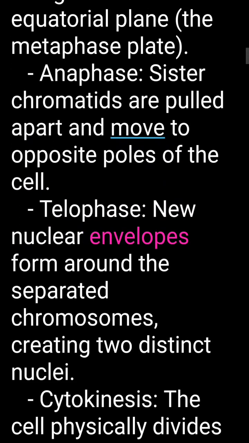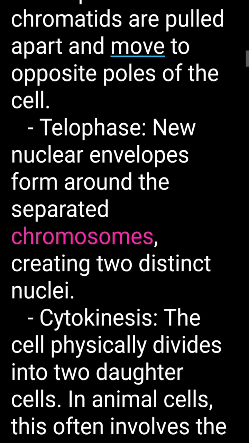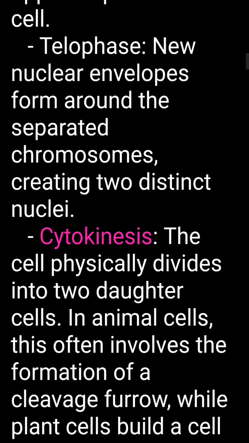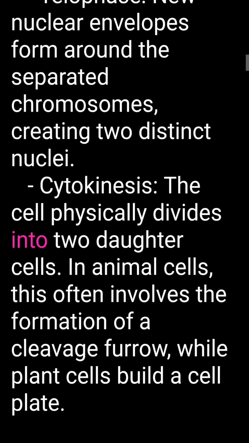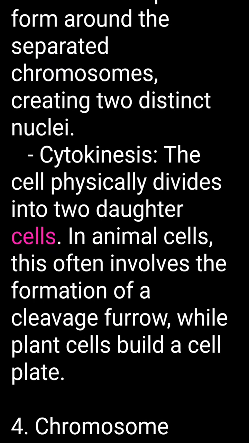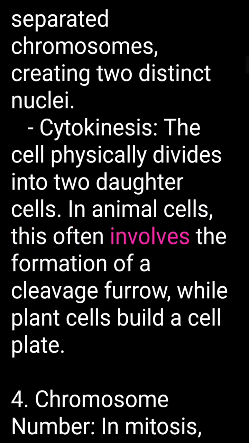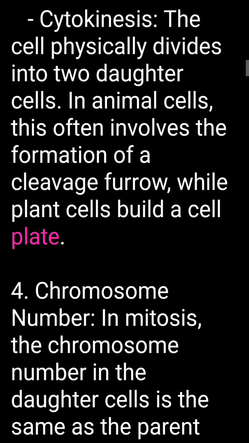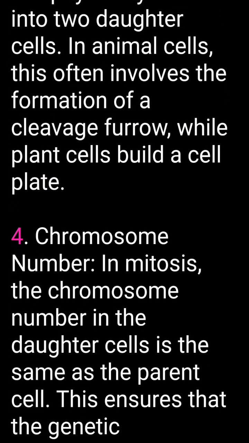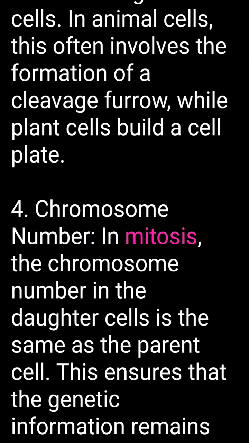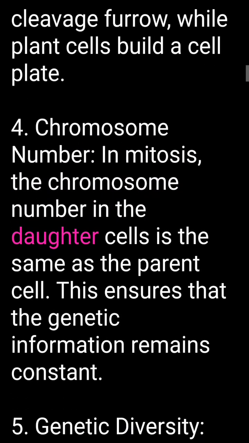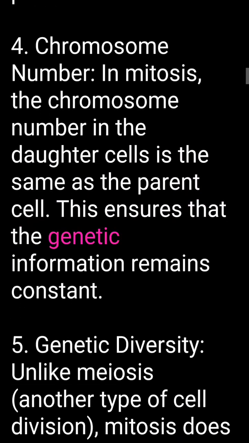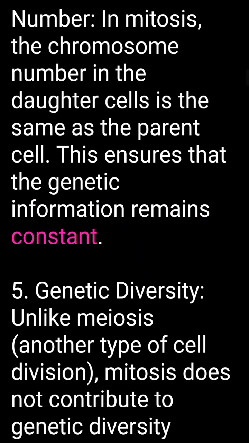Telophase. New nuclear envelopes form around the separated chromosomes, creating two distinct nuclei. Cytokinesis. The cell physically divides into two daughter cells. In animal cells, this often involves the formation of a cleavage furrow, while plant cells build a cell plate. 4. Chromosome number. In mitosis, the chromosome number in the daughter cells is the same as the parent cell. This ensures that the genetic information remains constant.